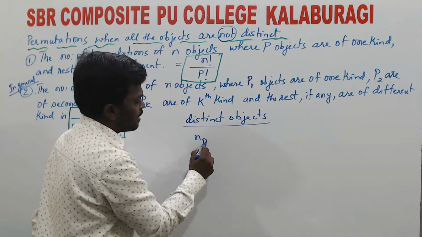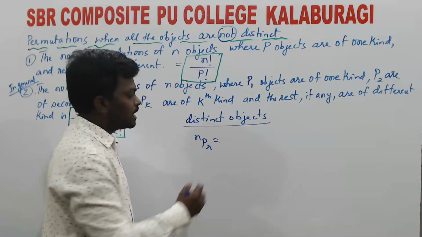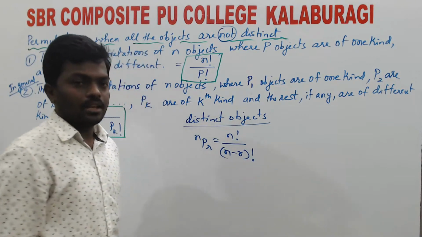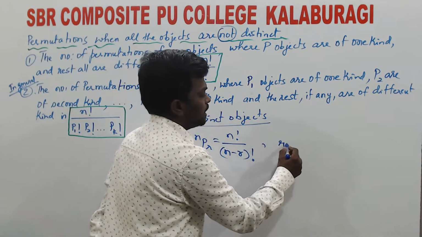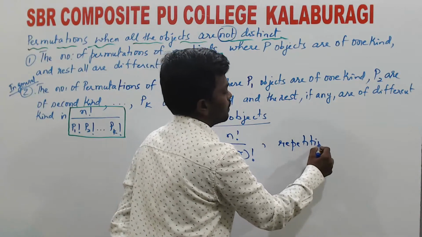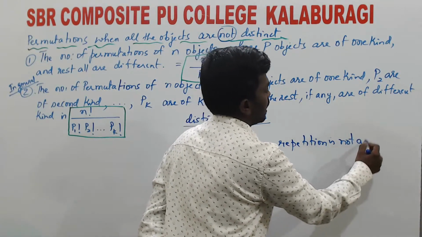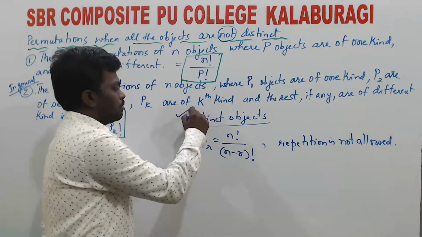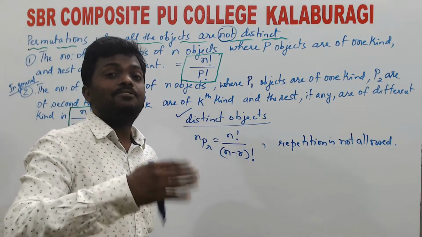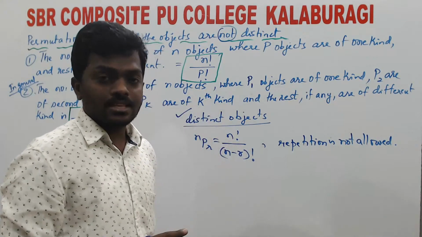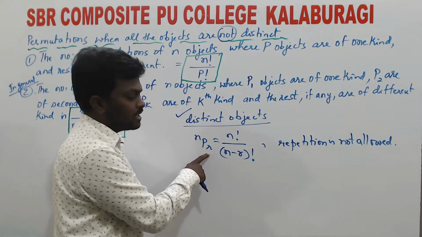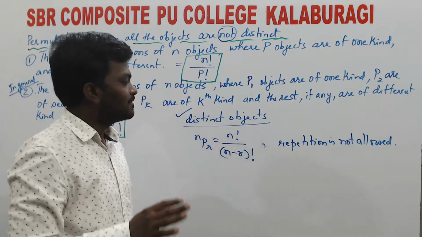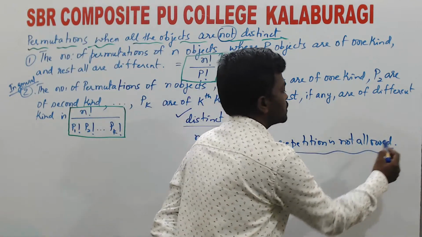So what was the formula of nPr? The nPr formula is n factorial by n minus r factorial, with the condition that repetition is not allowed. Right, students? Distinct objects means different. Every object is different in this case. So the arrangement of r things out of n things is equal to n factorial by n minus r factorial, with the condition that repetition is not allowed.